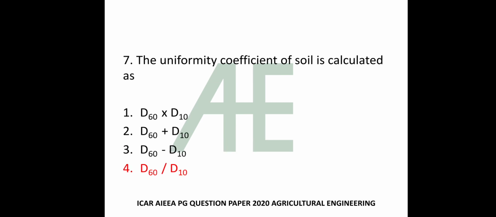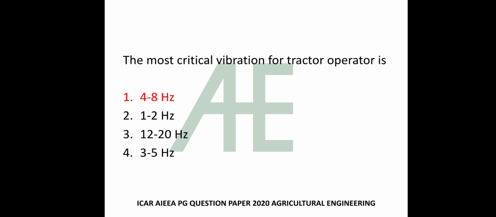The uniformity coefficient of soil is calculated as: D60 multiplied by D10, D60 plus D10, D60 minus D10, D60 by D10. The answer is D60 by D10. The most critical vibration for the tractor operator is: 4 to 8 Hz, 1 to 8 Hz, 12 to 20 Hz, 3 to 5 Hz. The answer is 4 to 8 Hz.